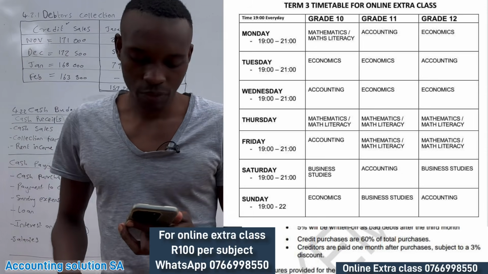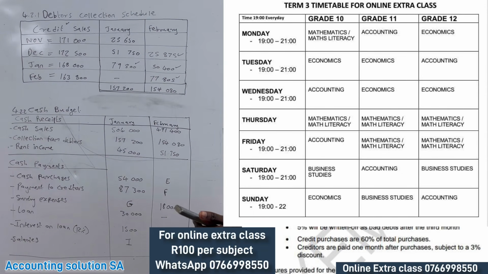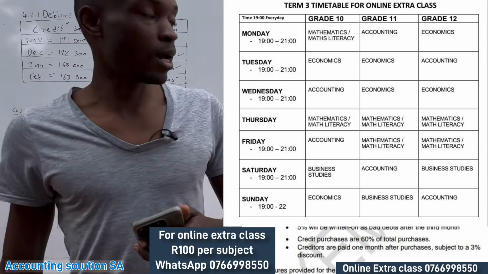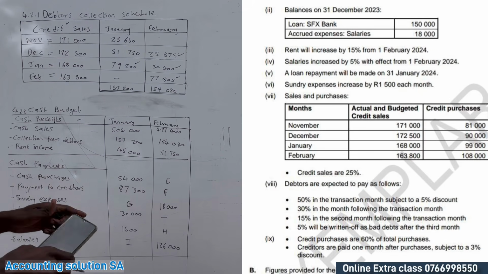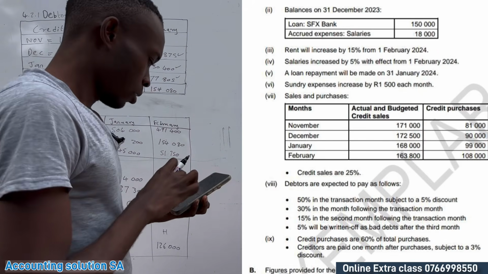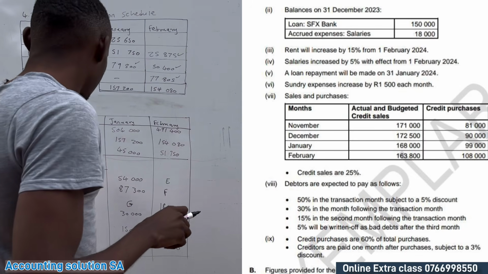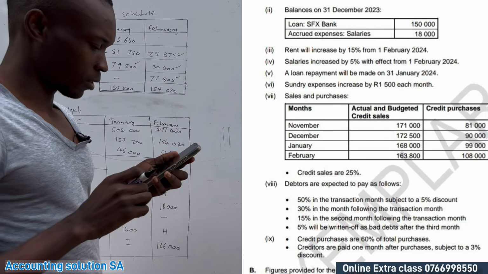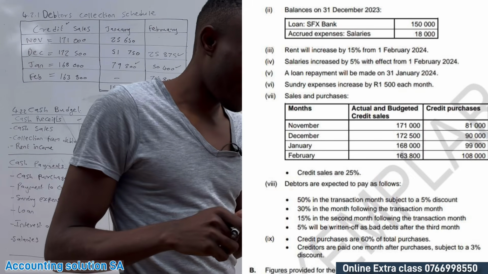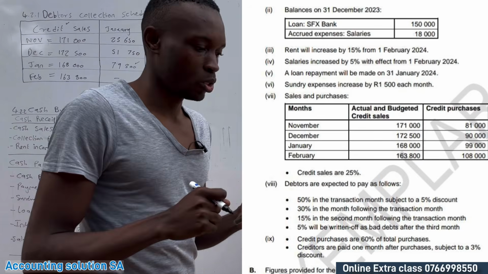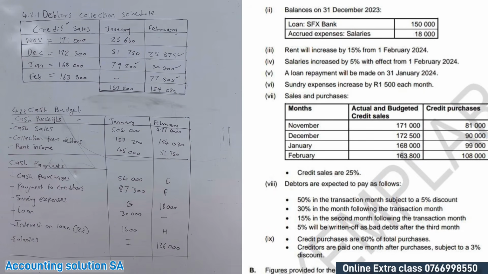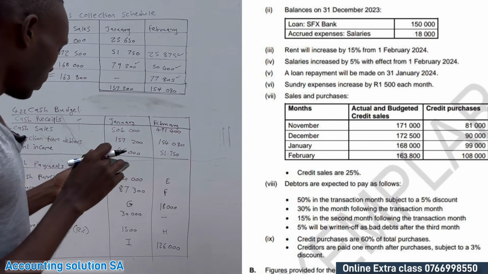Okay, so now let's go to the second part of the cash budget. Actually, we are done with cash receipts. Now we are going to cash payments. Cash payments, the first part is cash purchases. Let's check the instruction about the purchases. Okay, if you check the table, they give us credit purchases. So now we have to check the information related to cash purchases.